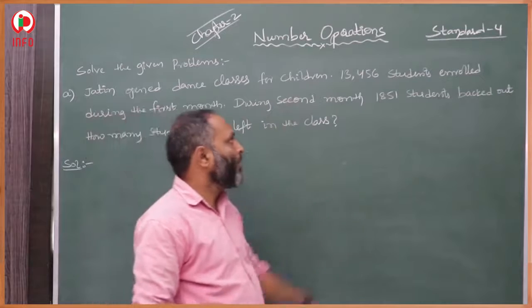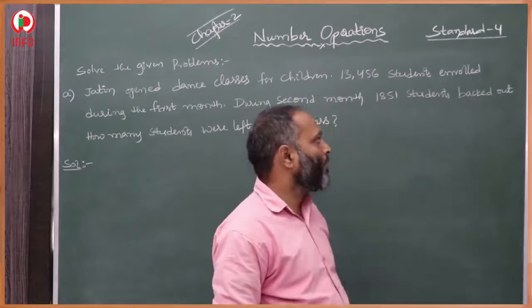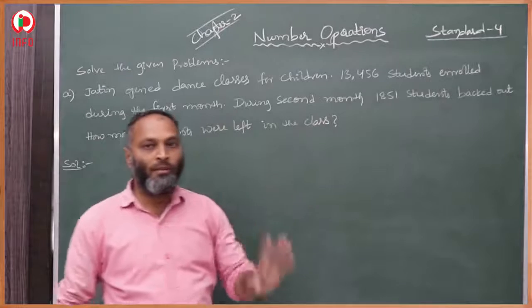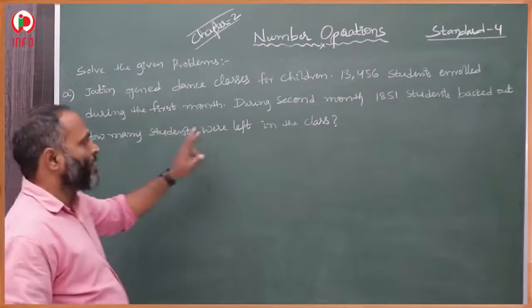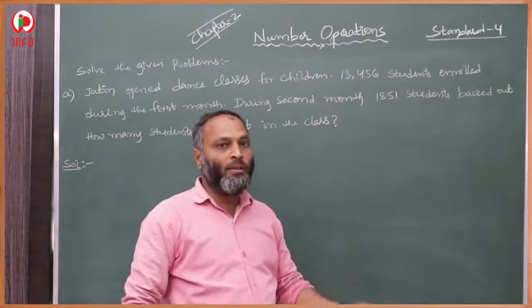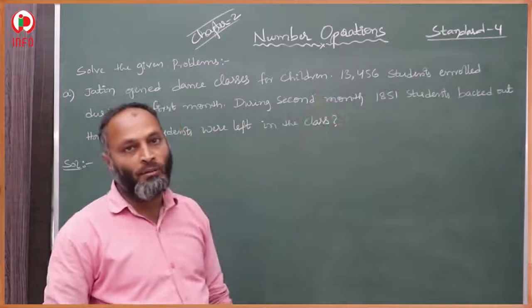During the second month, 1,851 students backed out. Means they left in the second month. Then how many students were left in the class? After they left the class, how many students were left?